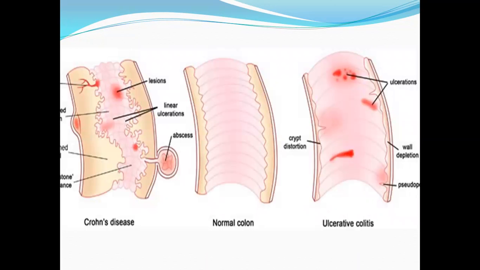So this is just another representation of how the mucosa is involved, and then the muscularis layer and all that. So in Crohn's disease, you can see a thickened edema of the mucosal wall. You can see that there can be abscesses that are formed. You can see the linear ulcerations, and it's not showing, but you can see the cobblestone appearance as well. When it comes to ulcerative colitis, you can see that there's thinning of the wall. The wall is depleted, and then there's crypt distortion, as well as the formation of pseudopolyps with the ulcerations.